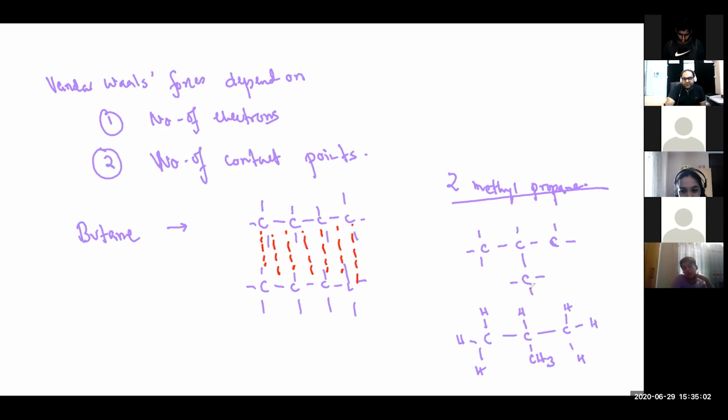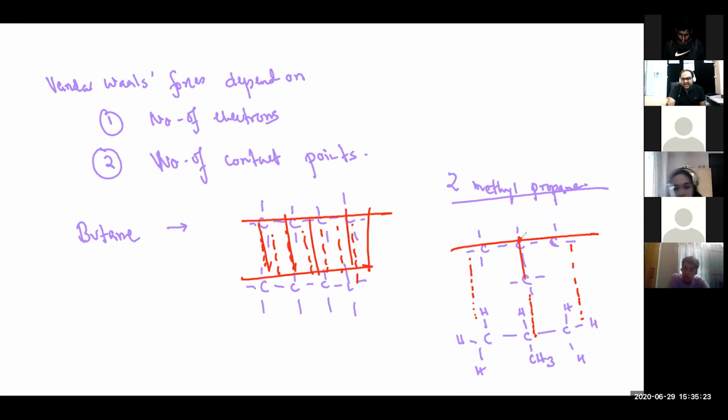Here these are contact points, and here look at the contact points. These are more regularly arranged. This is a carbon chain, and this is a carbon chain. There are more attractions. But here what is the carbon chain like? It's like a T-shaped carbon chain, right? So interactions are less between the chains. So tell me, who has more contact points? Butane.